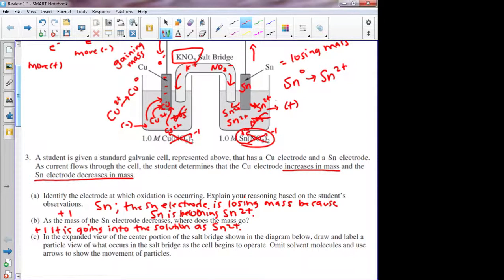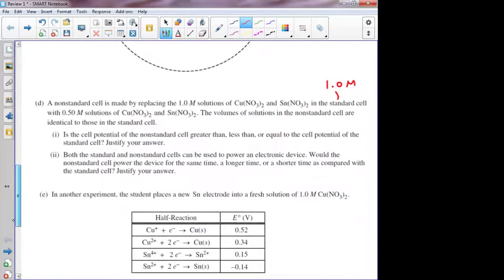So now we're saying, what if we don't change anything else? All we did was change this 1 molar to 0.5 molar. That now makes it a non-standard cell because it's not at 1 molar. So don't let the wording there freak you out. It's just saying we changed it from 1 molar to something else. Is the cell potential, the amount of voltage the cell has the ability to produce, of the non-standard cell greater than, less than, or equal to the cell potential of the standard cell? Justify your answer.